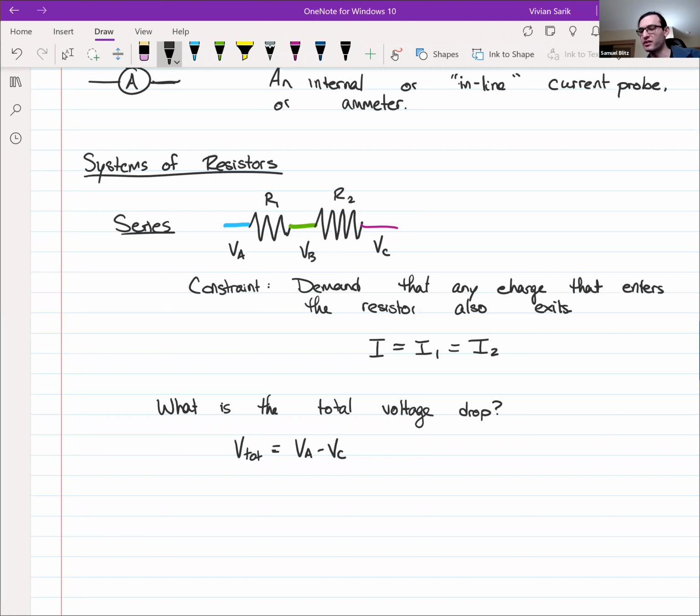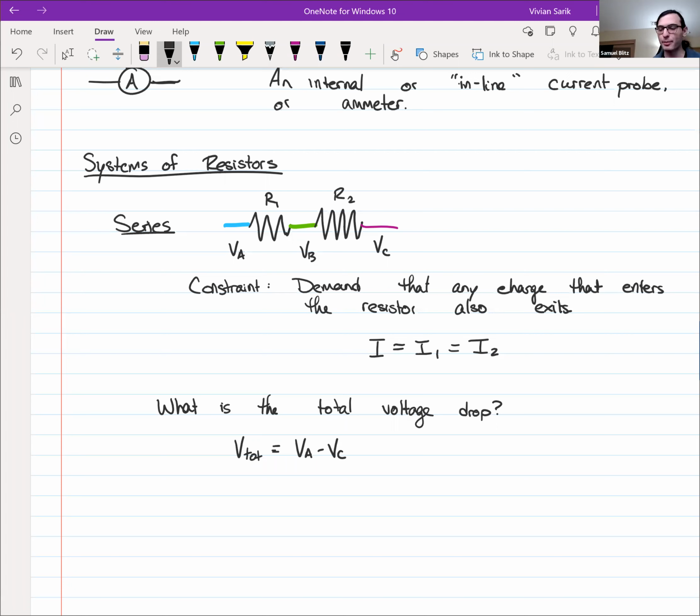The charges are leaving at the same speed. Yeah, they have to be. If you have more charges entering than leaving, let's say 10 charges enter per second and only 5 charges leave per second, then you would have a buildup of charges inside the resistor, and that doesn't happen. Otherwise, you would leave it on for 5 minutes and end up with a supercharged resistor, which would explode because there's too much charge in it. That has to happen. Right, so the total potential drop is VA minus VC.